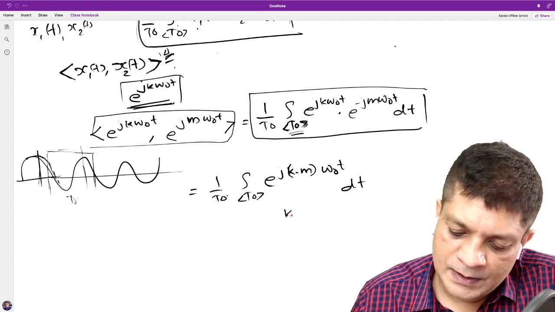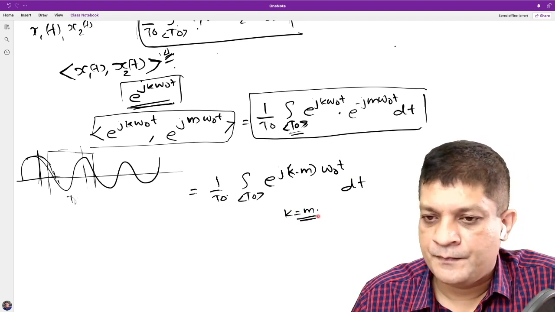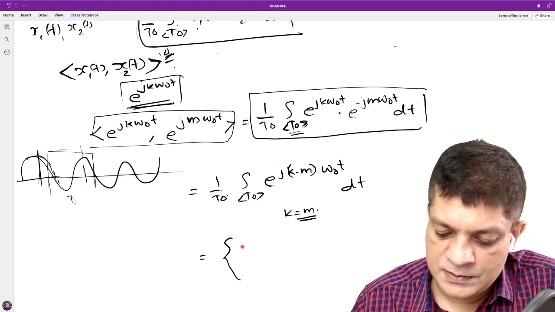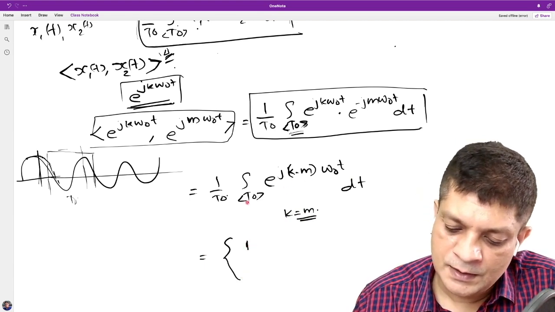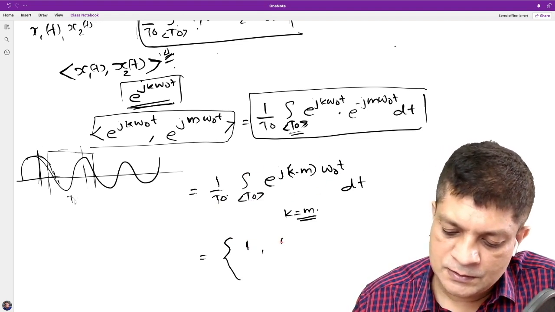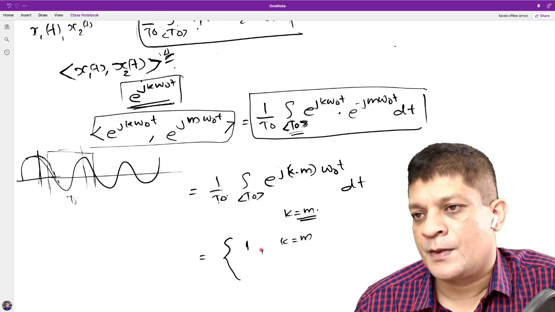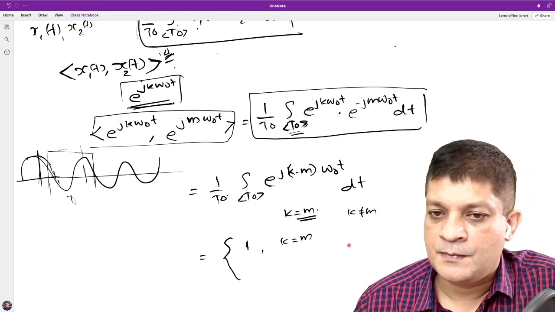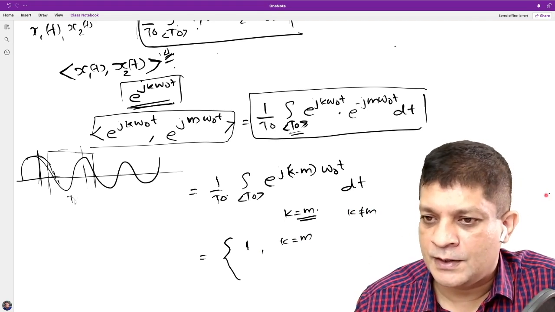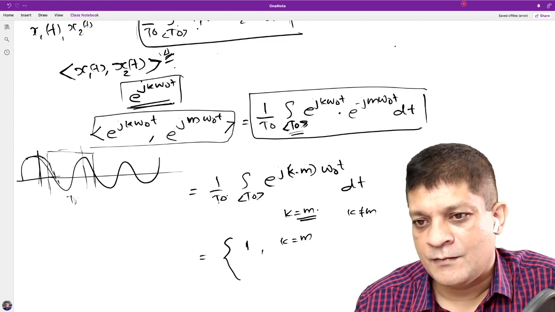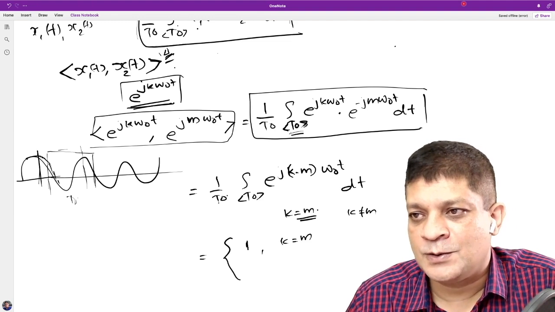Now, what will happen when k is equal to m? This is equal to 1, because this is 1 integrated over one period. So it will be t naught divided by t naught, that is 1. Now, what will happen when k is not equal to m? It is 0. Why? What is the reason? When k is not equal to m, why is it 0?